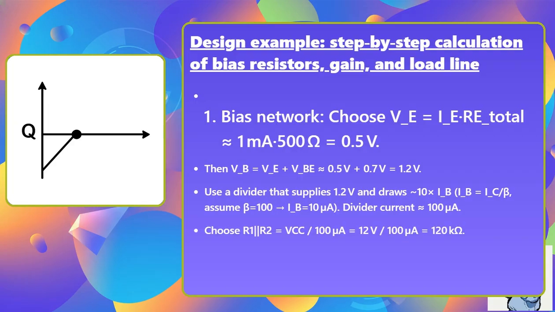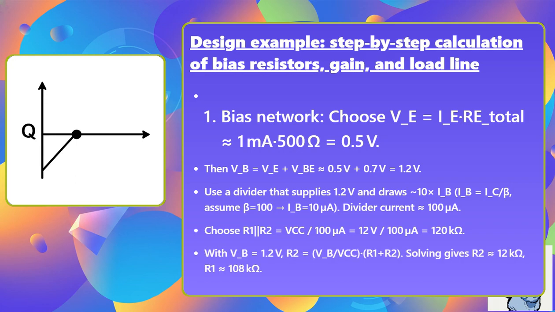Choose R1 parallel R2 = VCC / 100 microamps = 12 volts / 100 microamps = 120 kilo ohms. With VB = 1.2 volts, R2 = VB / VCC × (R1 + R2). Solving gives R2 ≈ 12 kilo ohms, R1 ≈ 108 kilo ohms. Use standard values 110 kilo ohms and 12 kilo ohms.